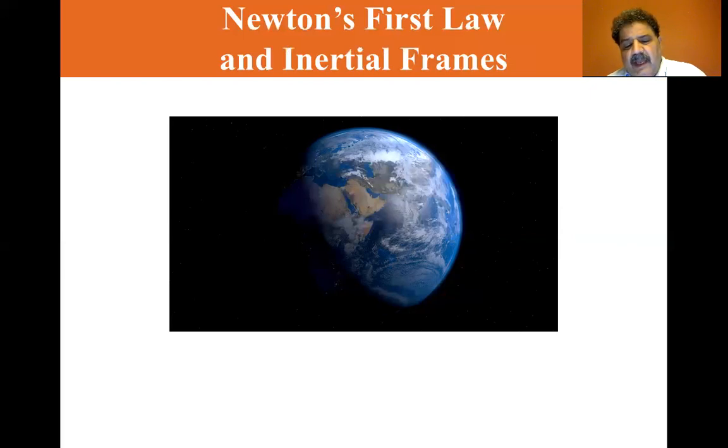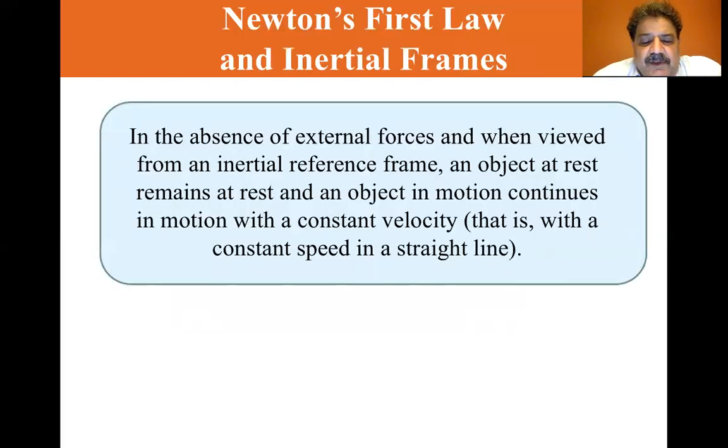So let's have a practical statement of Newton's first law of motion. In the absence of external forces, and when viewed from an inertial reference frame, an object at rest remains at rest, and an object in motion continues in motion with a constant velocity, that is, with a constant speed in a straight line. When no force acts on an object, the acceleration of the object is zero. And the isolated object, that is one that does not interact with its environment, is either at rest and stays at rest or moving with constant velocity.